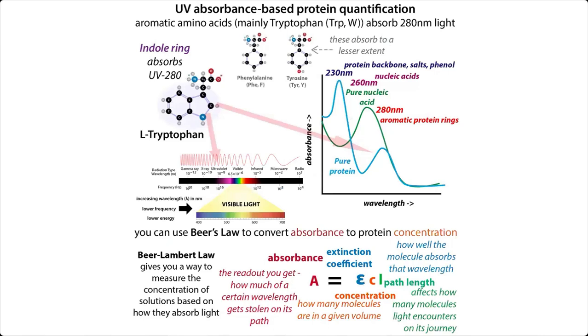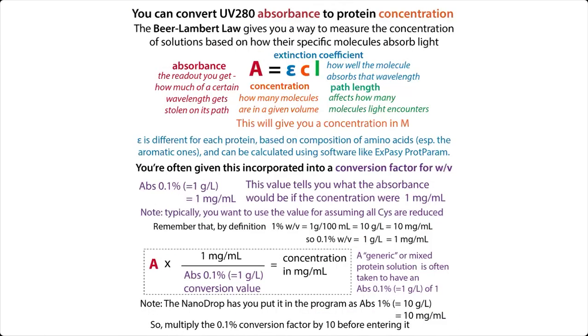So higher extinction coefficient, higher absorbance conversion factor, meaning that you don't need as much of the protein to get the same amount of light absorbed.